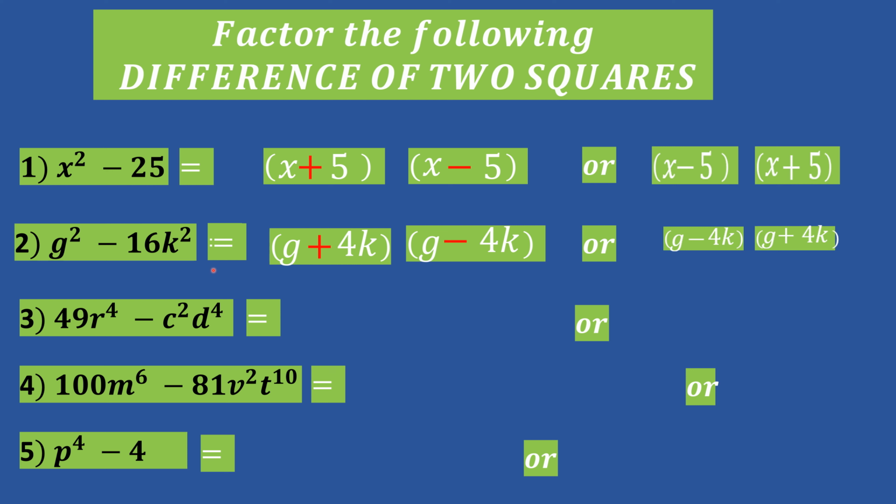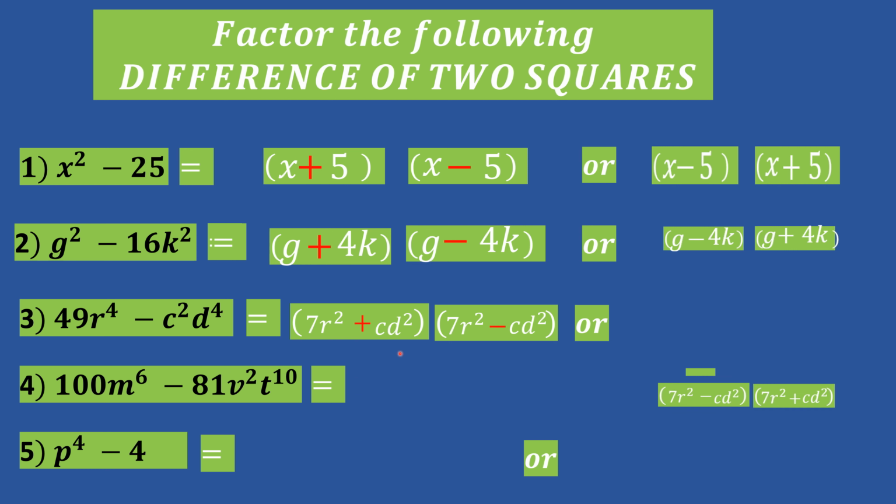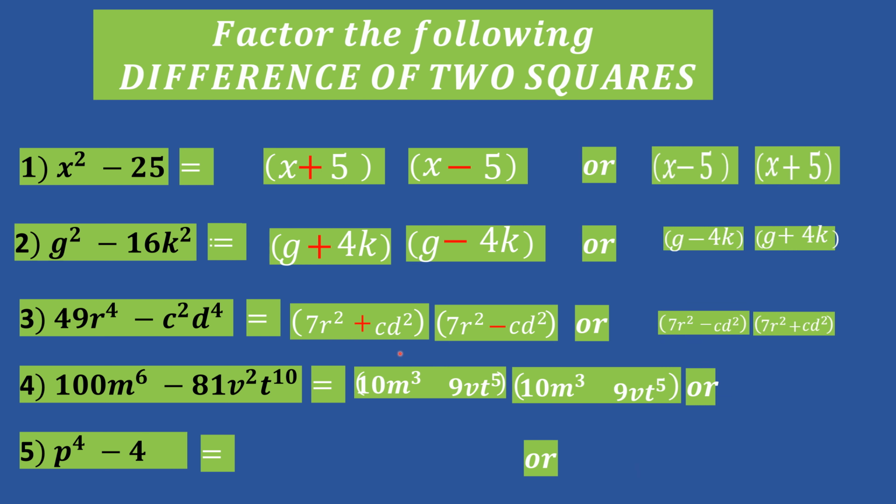Number 3: 49 is a perfect square, while r to the 4. The square root of 49r to the 4 is 7r to the power of 2, because 49 has a square root of 7, while r to the 4 is r squared. While the second term, the square root of c squared is c, while the square root of d to the 4 is d squared. Thus, that's it, with a plus and a minus.